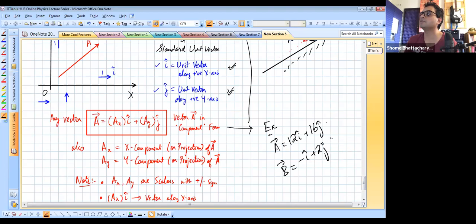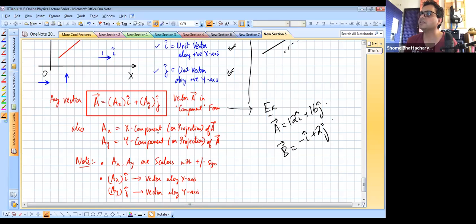So all these are examples of vectors which we are representing in the two-dimensional component form, because we are using only i cap and j cap. So that means only x and y axis. And as you can see, the quantities that I multiply with i cap, over here 12 and over here -1, they are scalar quantities which can have plus or minus sign. The quantity I am multiplying with j cap is again a scalar quantity which can have positive or negative sign.